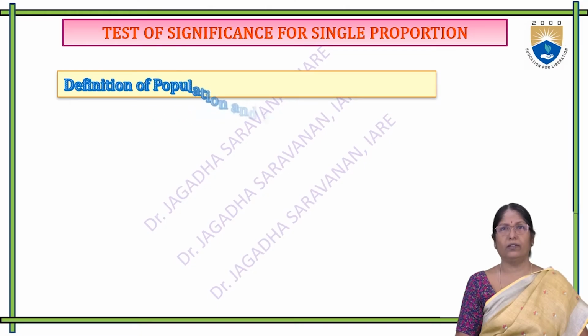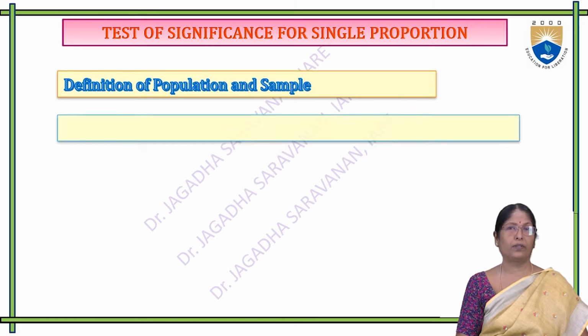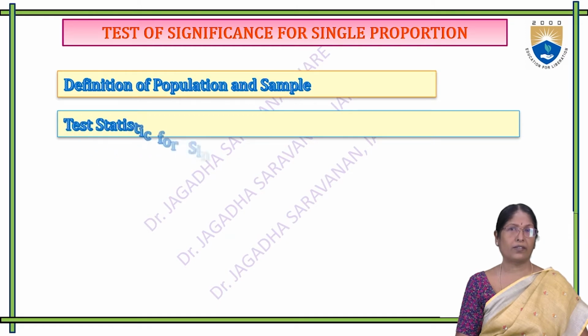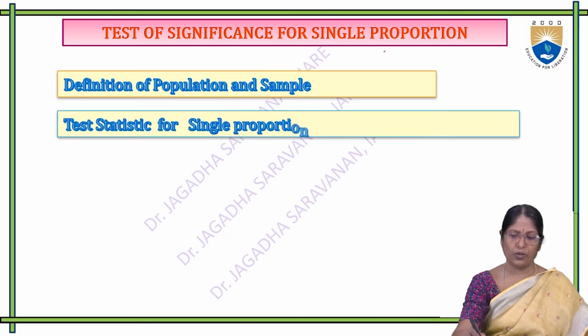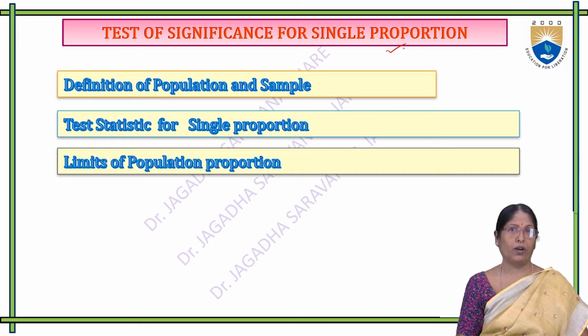One of the main things we are going to focus on is the definition of population and sample, and the test statistic for our topic, single proportion. The limits of population proportion, how to calculate them, that is also something we are going to discuss in detail. So many problems also we are going to solve.